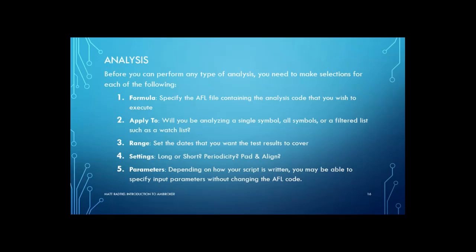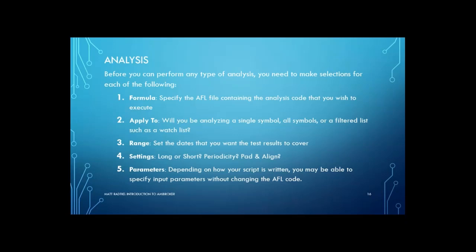I need to tell AmiBroker a date range, which can be something as simple as one previous day if I am just looking for my trading signals for tomorrow, or it might be a date range like January 1st, 2001 through December 31st, 2018. And it can be any date range that I want it to be. I may have to set up some settings. Settings let me tell AmiBroker, am I trading long, am I trading short, both? Am I trading against daily bars, weekly bars, 5-minute bars? Am I padding, aligning my data to some symbol? All those kind of things.